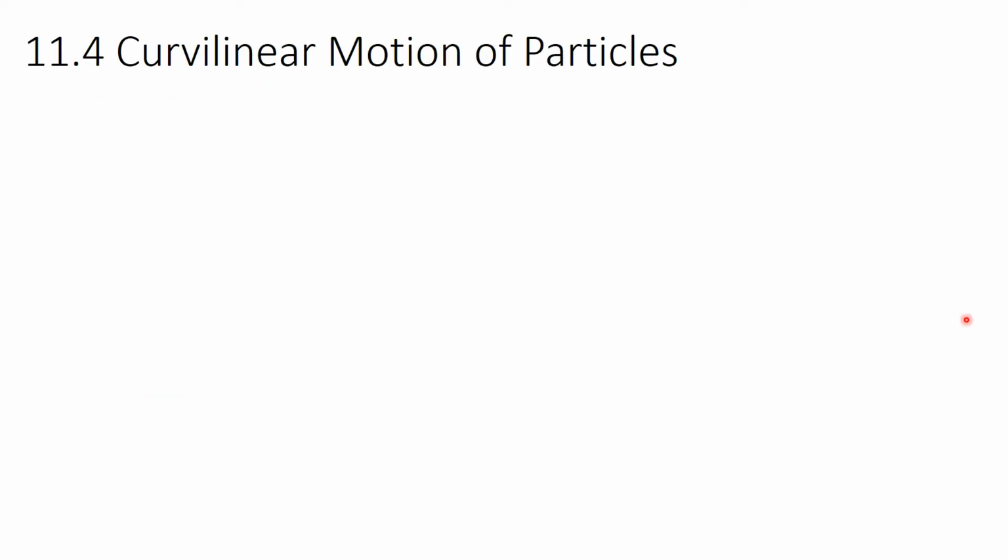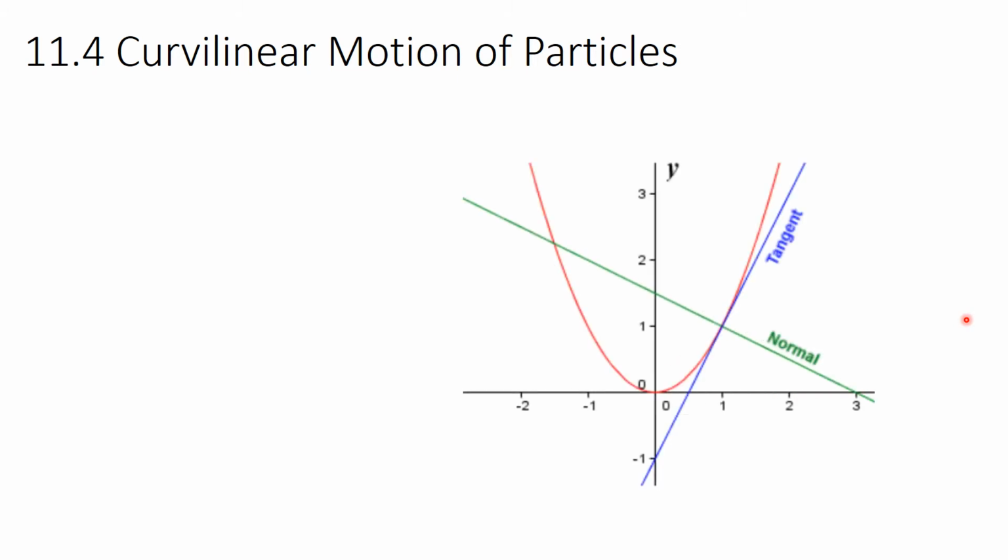Curvilinear motion, what are we talking about here? We're going to start looking at particles that aren't just traveling in the x direction, not just traveling in the y direction, but have some combination of both x and y motion going on. And this will create some sort of a curved path. And we're going to keep track of everything with the normal and tangent directions with respect to that curve.